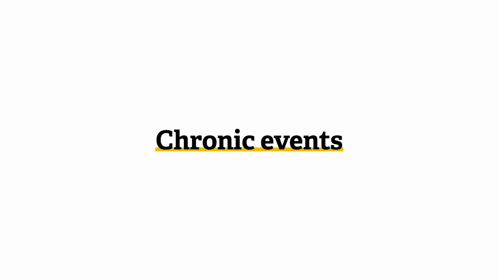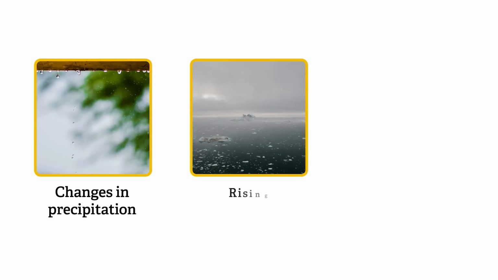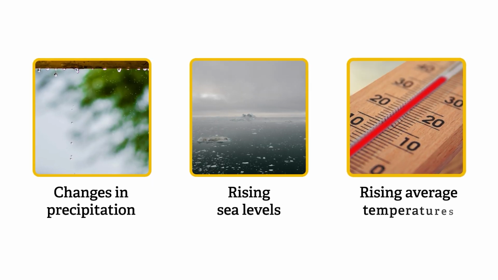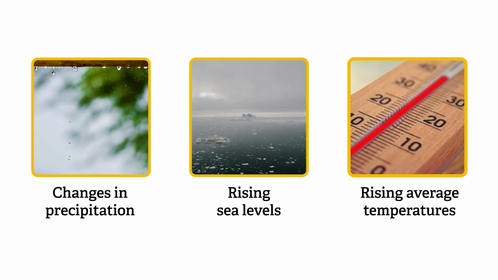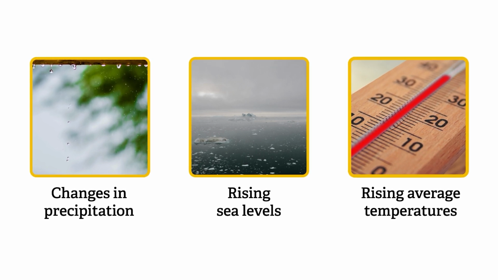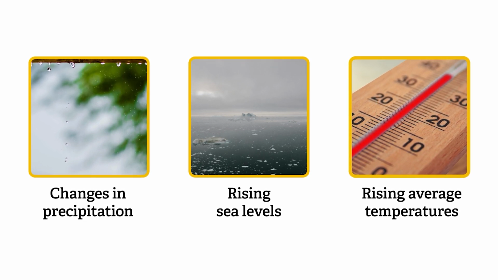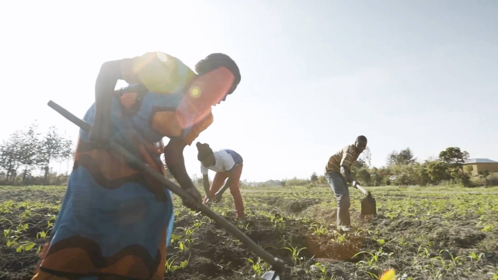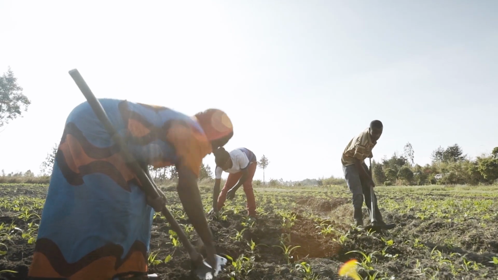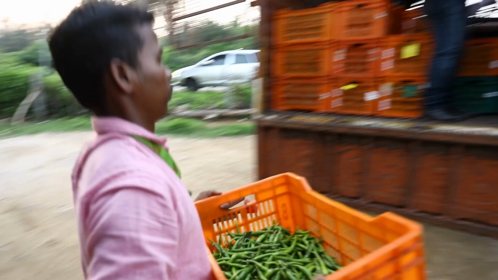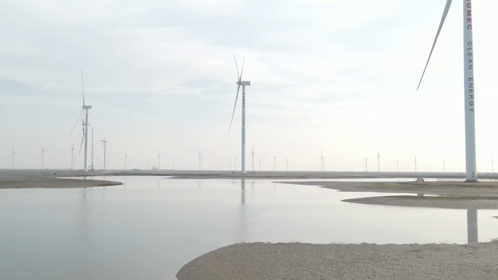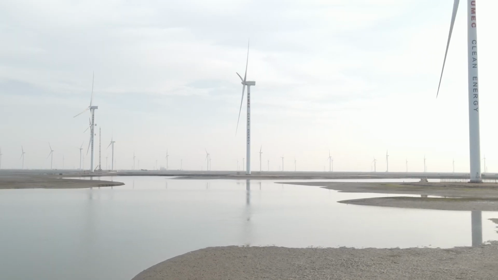The second type are chronic events. These refer to slow onset or longer-term shifts in the climate, such as changes in precipitation, rising sea levels, and average temperatures. While these risk drivers may seem more manageable due to their longer time frame, they can still have equally significant consequences. For example, it may no longer be possible to grow certain crops in areas where the local economy depends on them, or coastal areas may be partly submerged in water.